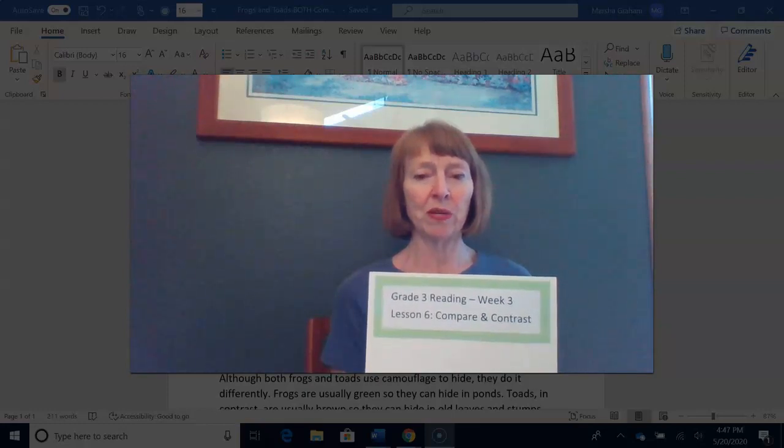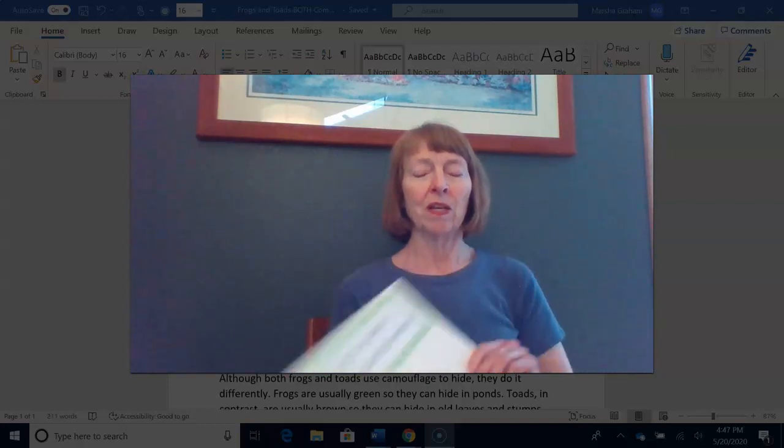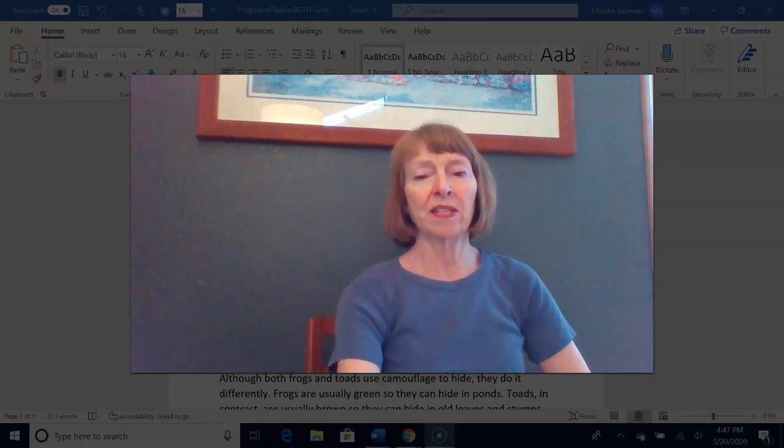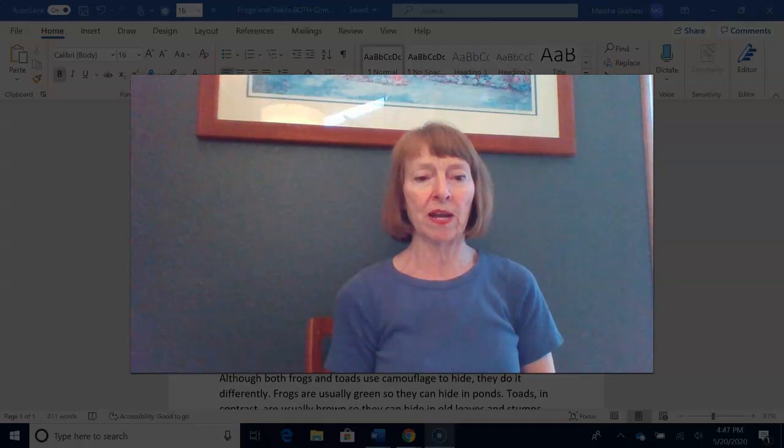This is Grade 3 Reading, Week 3, Lesson 6, Compare and Contrast. The materials you're going to need are a pencil and your assignment paper with a Venn diagram.